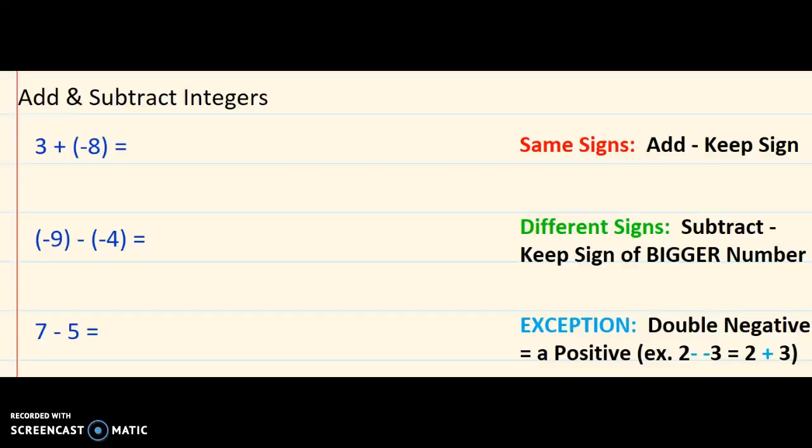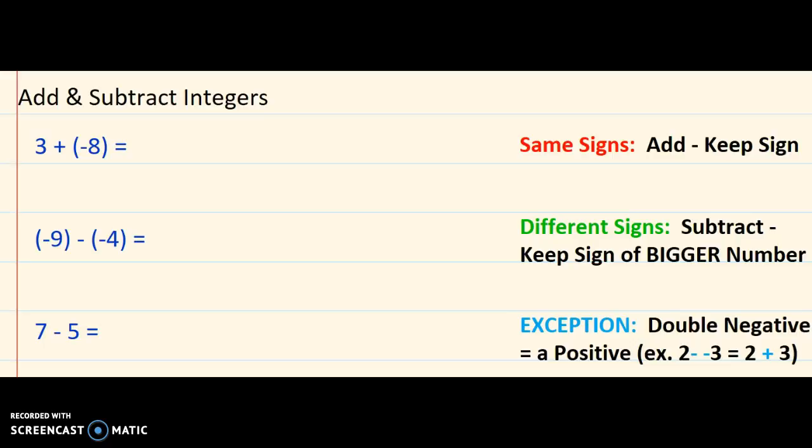Let's add and subtract integers. I want to start this video by pointing out the three rules. If you're adding integers and the signs are the same, you're going to add and keep the sign. If the signs are different, you're going to subtract and keep the sign of the bigger number.